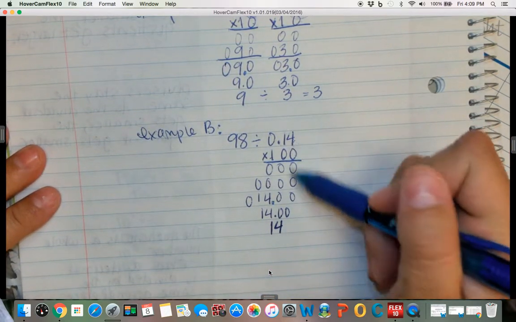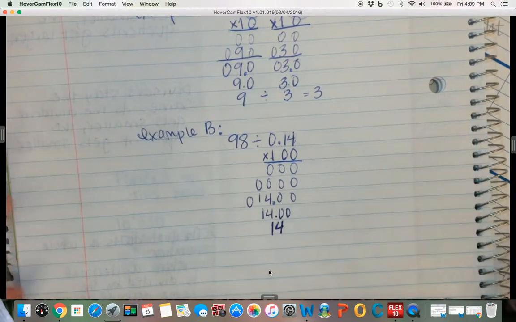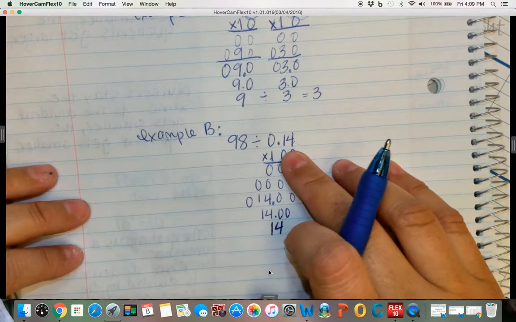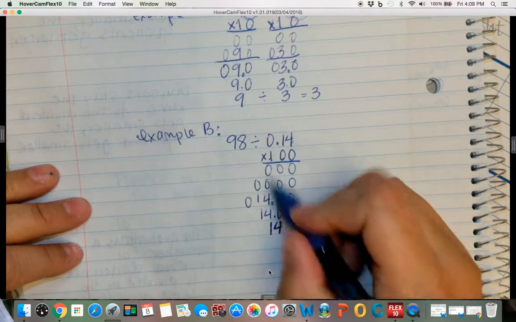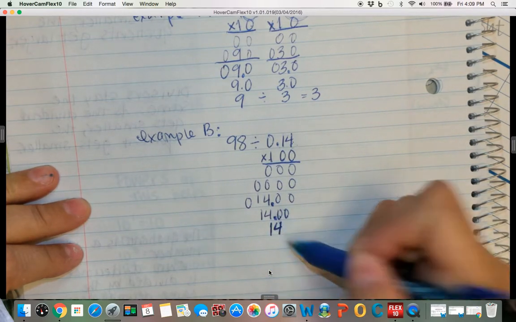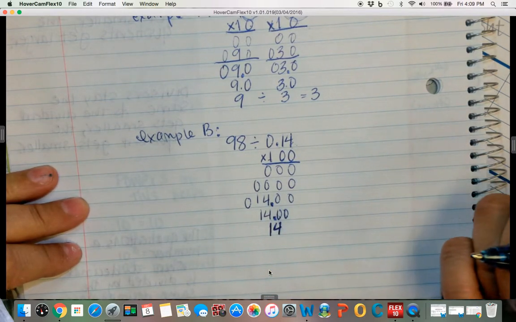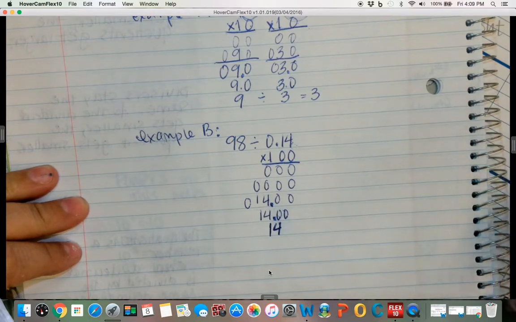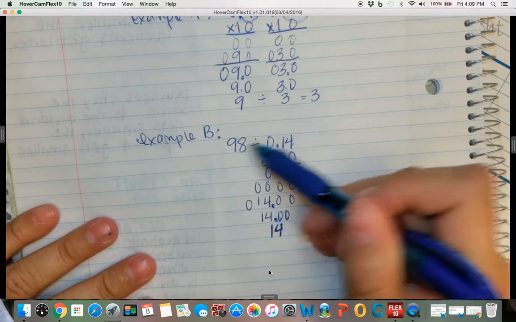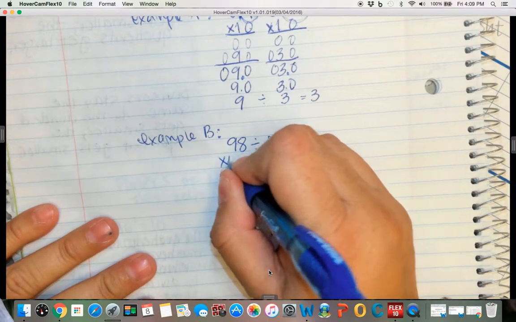Now that I've gotten rid of, I use "rid of" with quotation marks because there's still a decimal in this number. I've just moved it. 14 still has a decimal in it. I just moved it. Now I have 14 wholes instead of 14 hundredths. But because I multiplied this number by 100, I have to multiply this number by 100.